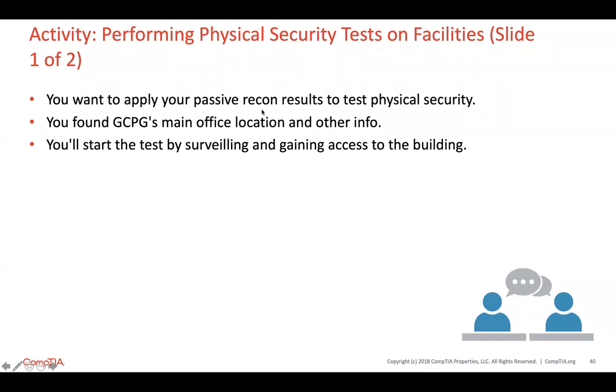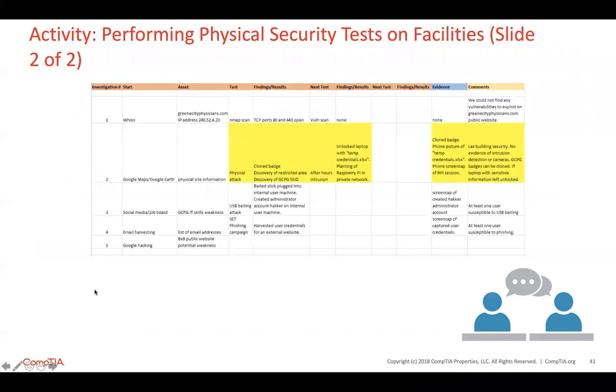You want to apply your passive recon results to your physical security test. You found the company's main office location and other info. You'll start testing by surveilling and gaining access to the building. And here, once again, it shows the steps that they used during this activity.